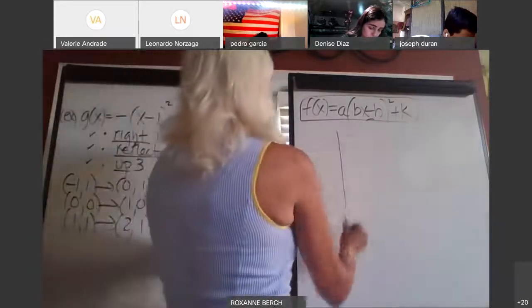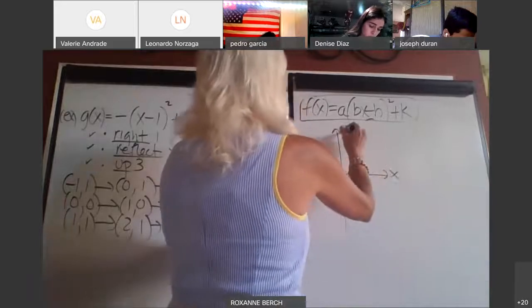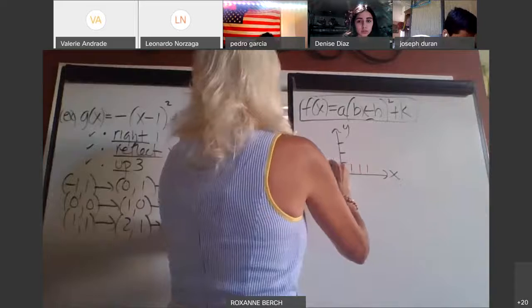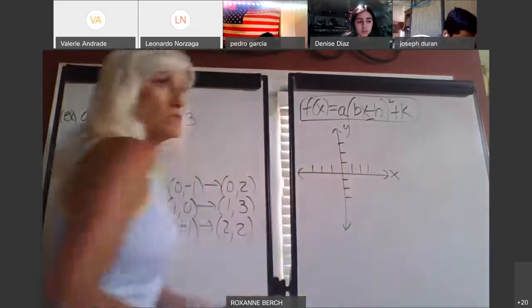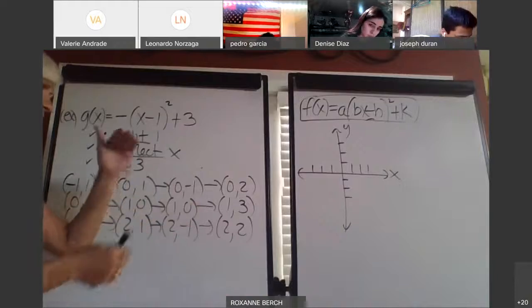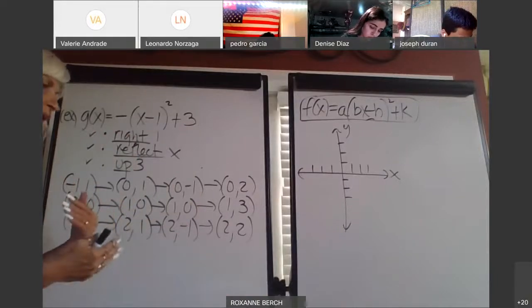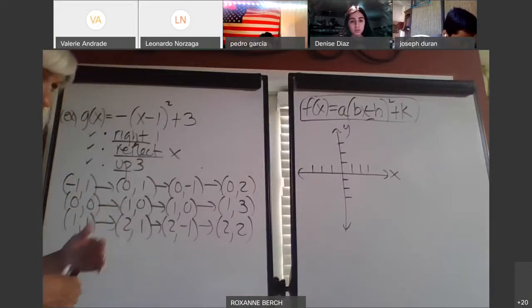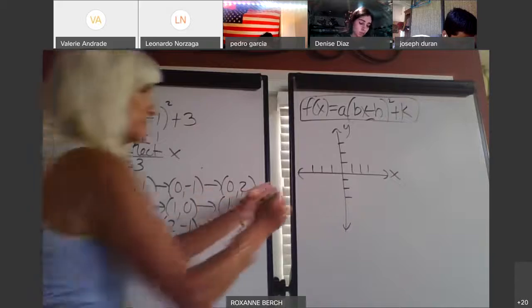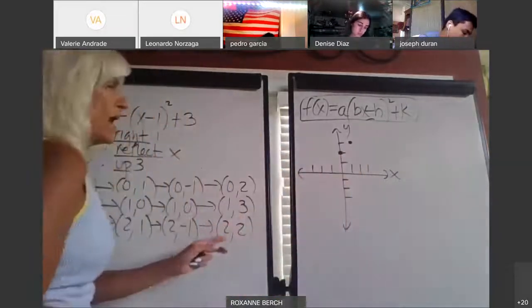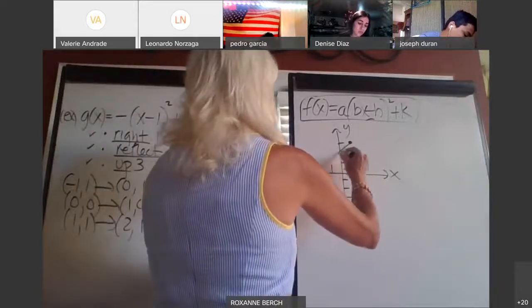Let's graph those. So this is what I was saying. When you're moving just left and right or up and down, you're adding to x or y. When you are doing a vertical stretch or compression or horizontal stretch or compression, you multiply to the x or y. All right, so this is 0 up 2, right 1 up 3, right 2 up 2.